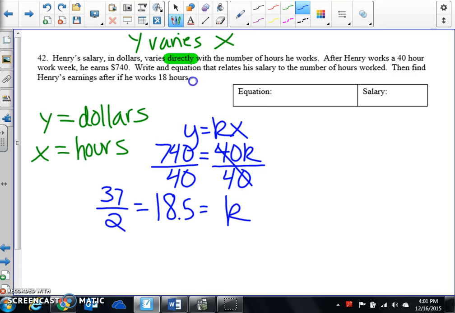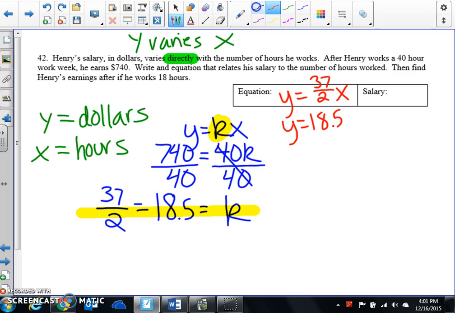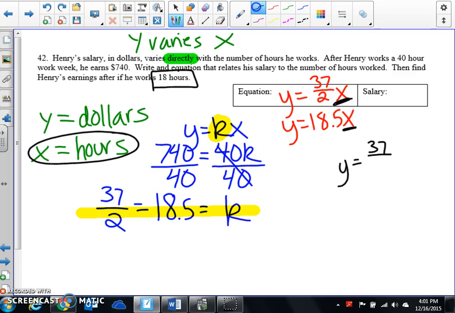Okay, so now I take my K and I plug it in up here. That's my equation. So my equation is y equals 37 halves x, or y equals 18.5x. Now it asks me what's his earnings after 18 hours. Hours is an x, so I'm just going to plug in right here. So y equals 37 halves times 18 hours. Once again, I put that in my calculator, times it by 18. He should make $333.